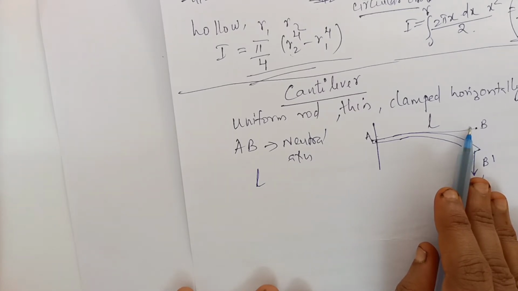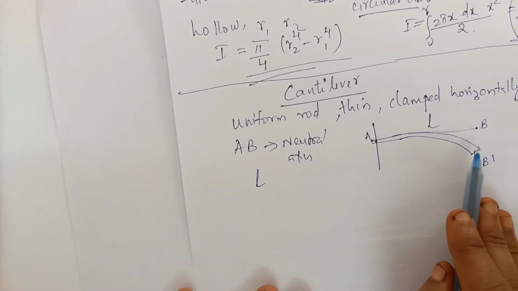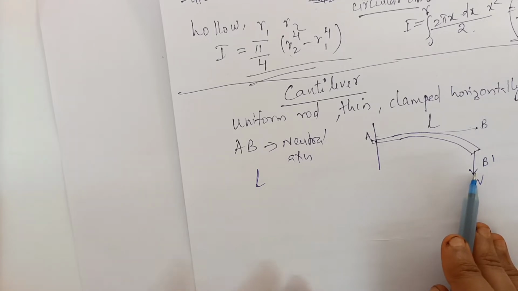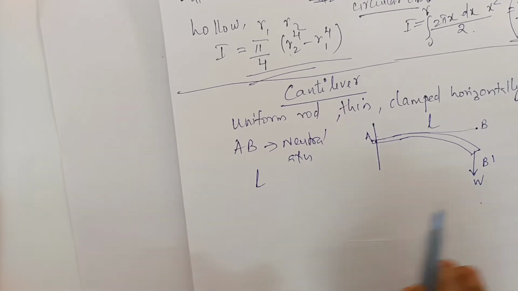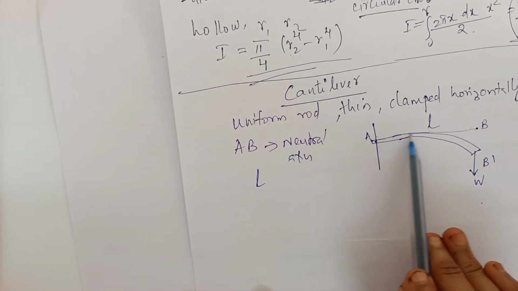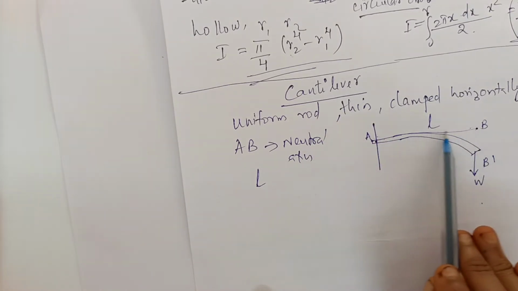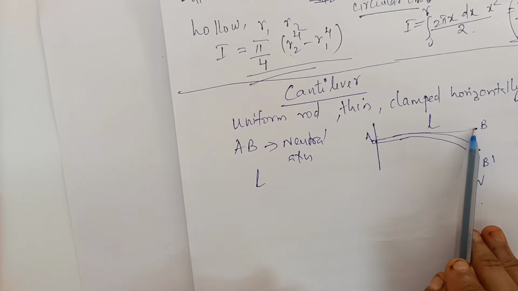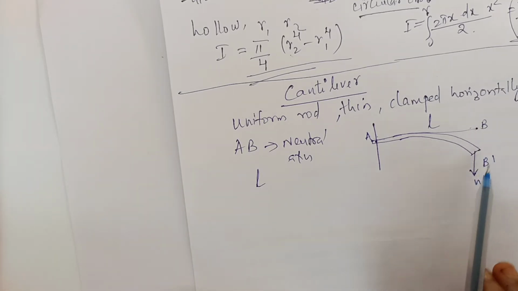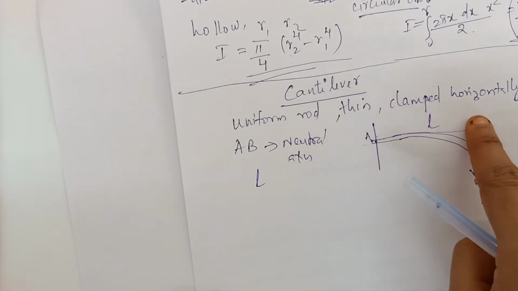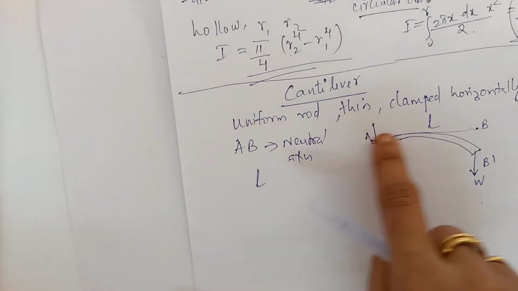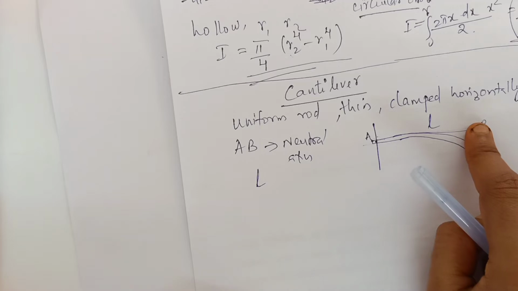Let B be deflected to its new position B dash under the load, so it gets bent, under the action of W, mg acting downwards. We take the X axis lying horizontally in the direction of the unbent beam, and the Y axis vertically downwards. This is the X axis and this is the Y axis.